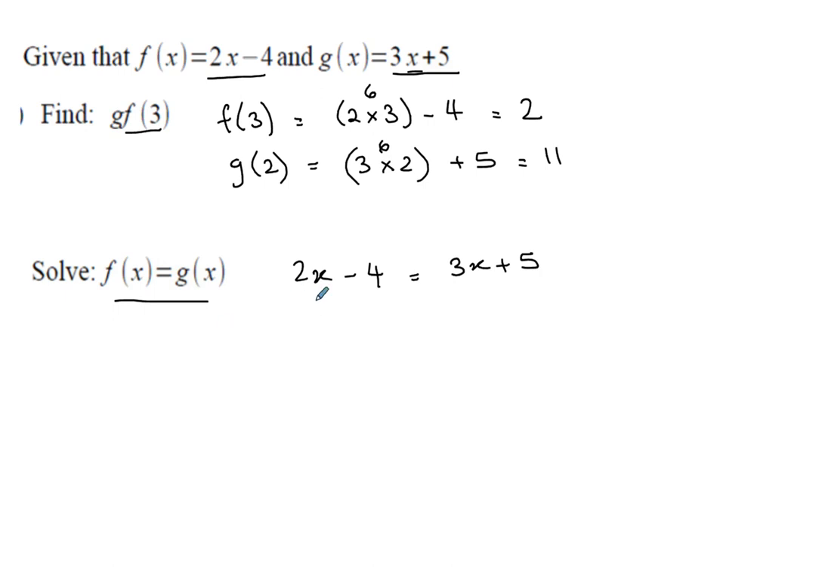And remember, with linear equations, always start with your lowest letter. So 2x or 3x, 2x is the lowest, so we minus the 2x. And we get minus 4 equals 3x minus 2x, which is x plus 5. Because our x is on this side, we're going to remove that. So the opposite of plus 5 is minus 5. So you've got minus 9 equals x. So x equals minus 9.